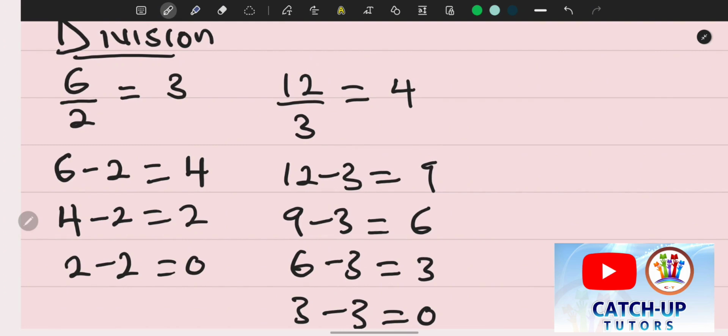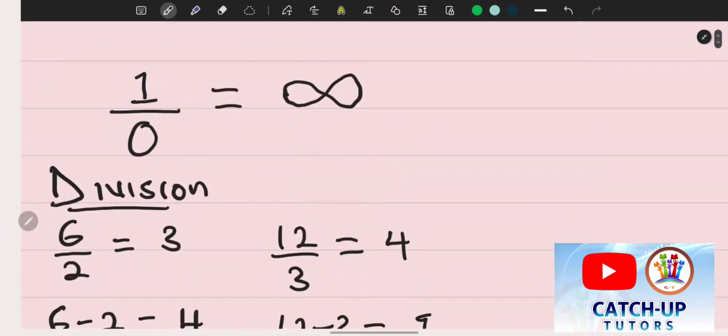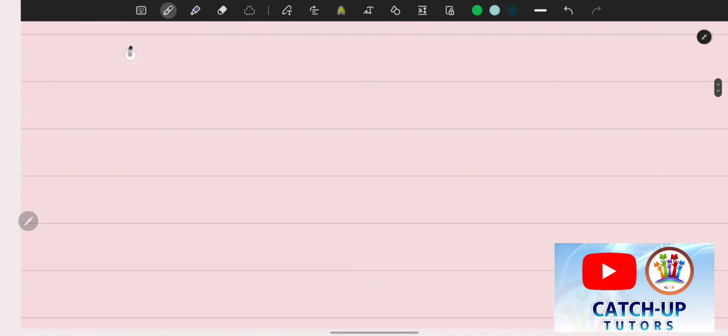So what division really means is that, for 12 divided by 3, you are looking for the number of times 3 goes into 12 for the remainder to be 0. Now the example I consider here is 1 divided by 0. When you have something like this, what are we actually looking for? We are looking for the number of times 0 goes into 1 for the remainder to be 0.